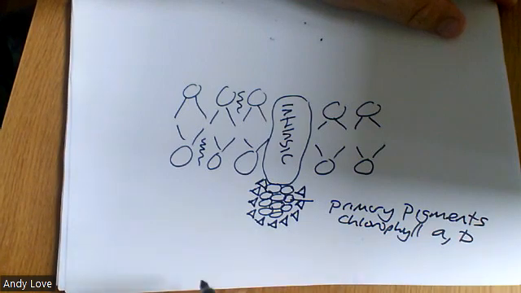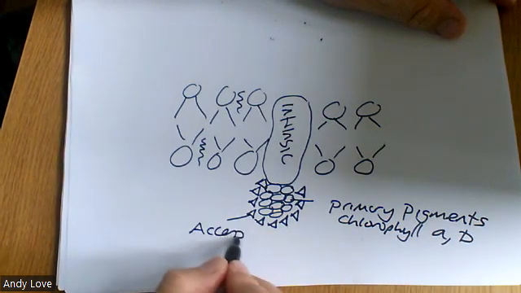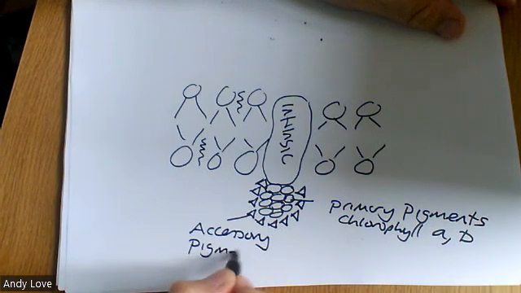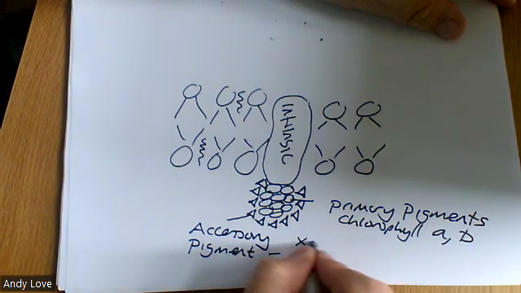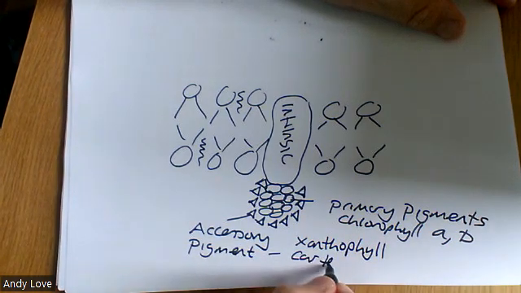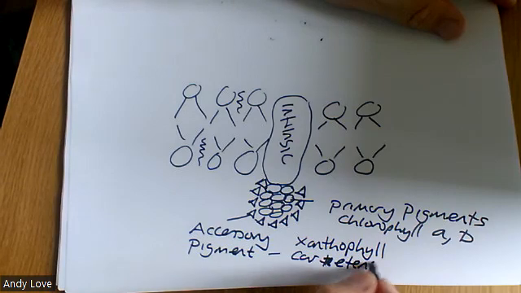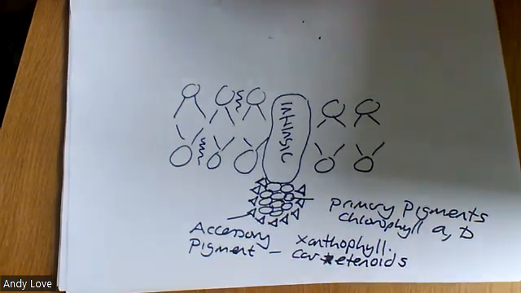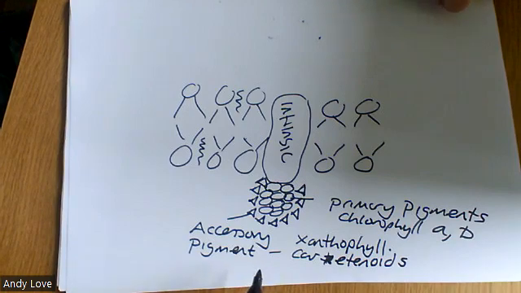You want to call them secondary, don't you? But they're called accessory pigments. They have chemical identities like xanthophyll and carotenoids. And they absorb different wavelengths of light. In fact, all of these pigments absorb different wavelengths of light. Different plants will have different combinations or proportions of these to maximize the wavelengths of light absorbed.